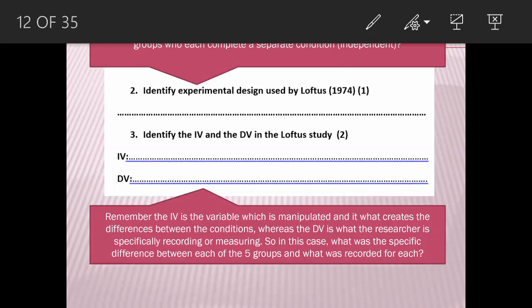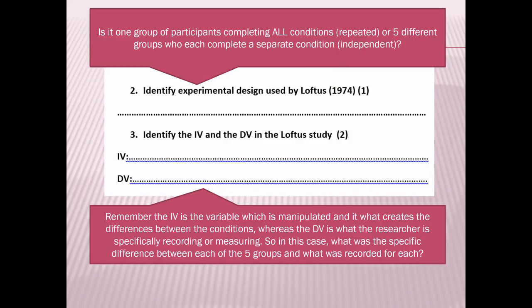So now we can move on to the next research methods question. You can see that this question asks you to identify the experimental design used by Loftus. You need to decide: is it one group of participants completing all the different conditions, so a repeated measures design, or is it 5 different groups who complete a separate condition each, in which case it's independent groups? So everybody now write an answer in there.